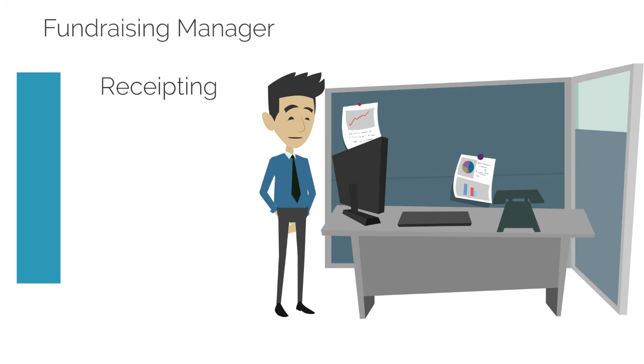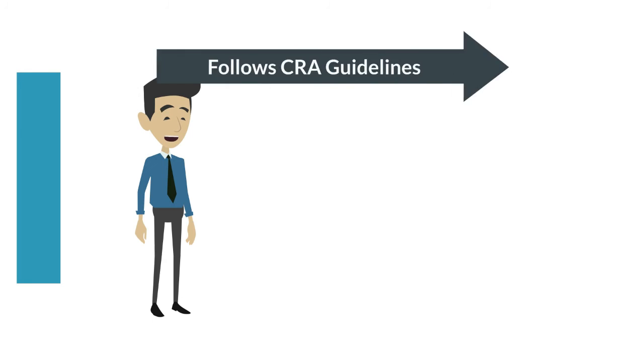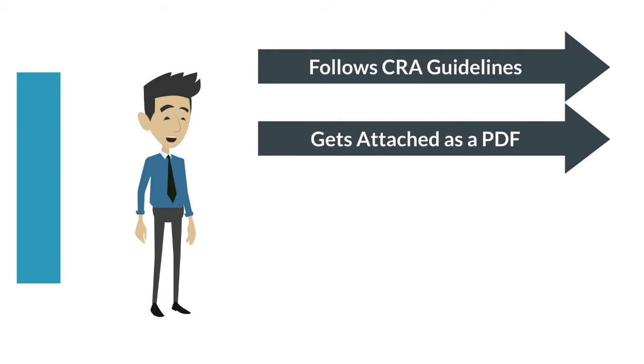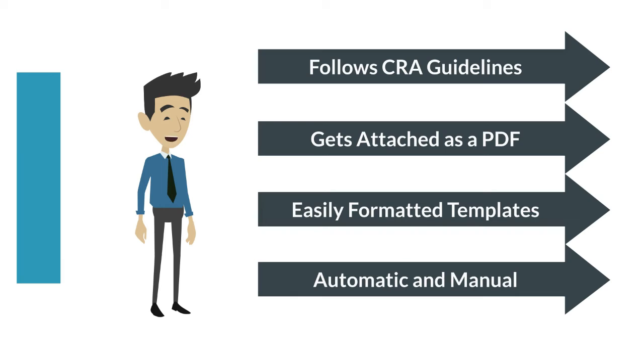The Fundraising Manager package comes with built-in receipting functionality that follows all of CRA's receipting guidelines. The receipt gets attached as a PDF attachment to the donation recognition email. The receipt itself is a rich text file, but during deployment, we provide your staff with a Word template to format the receipt. Anyone on your team can edit the document and the CloudStack team will plug it in. And finally, we provide the ability to do automatic or manual receipts. Let's have a look at it in more detail.